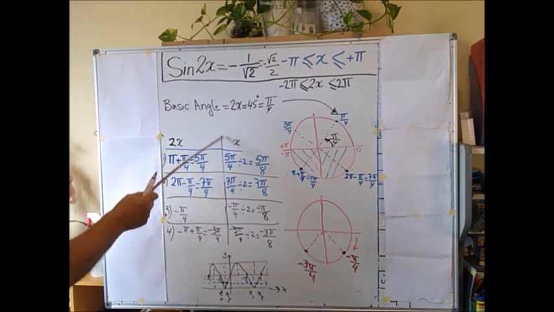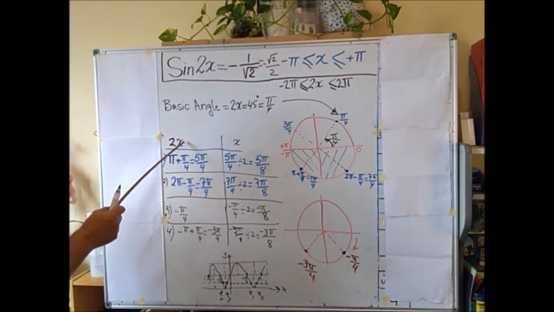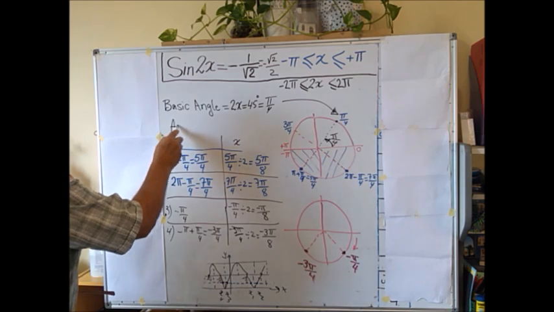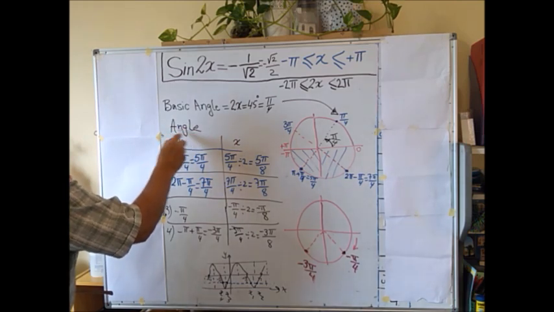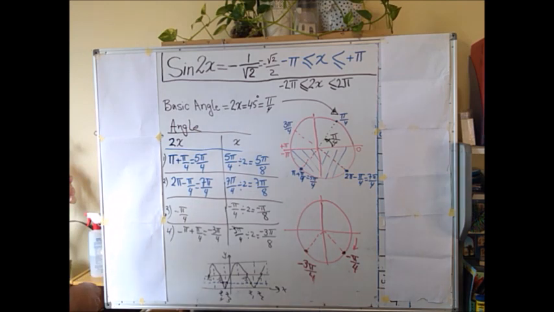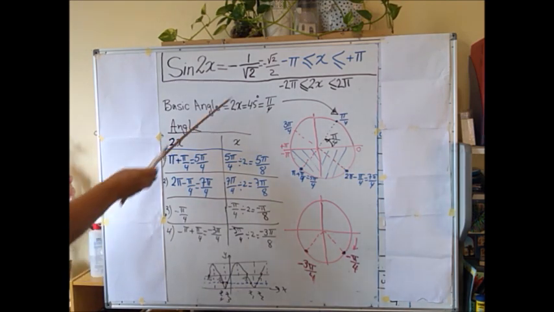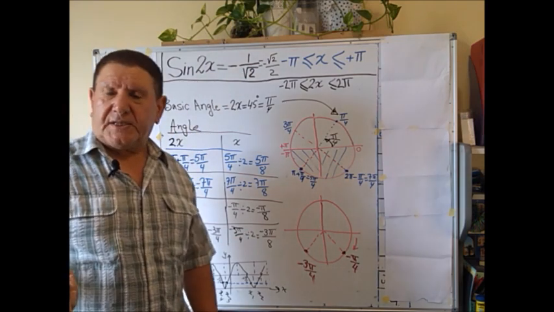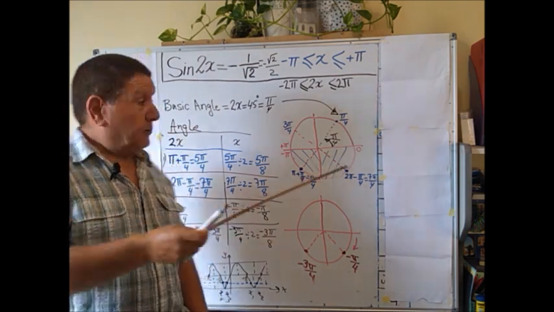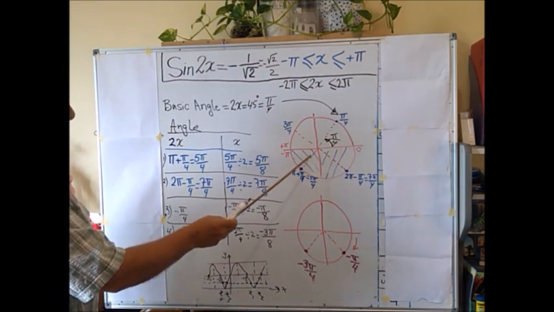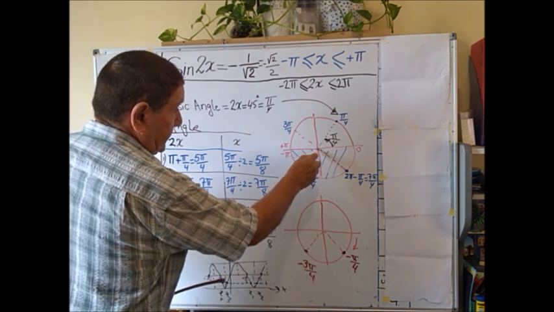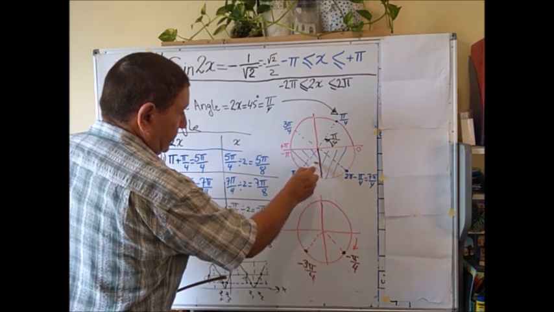So let's make a table of values. This represents the angle 2x, and this represents the angle x. Because the sine is negative, in which quadrants is the sine negative? We know that the sine is negative in the third and fourth quadrants. That is because this is y, and y is negative here. See?